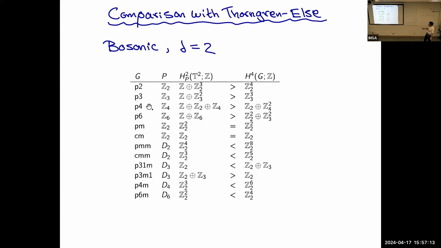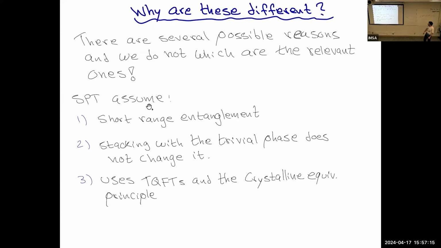Does it mean that the work of Thorngren and Else is wrong? And I would claim that no, not at all. There are several possible reasons why they wouldn't match. So again, SPT systems assume something like short range entanglement, that you have stacking, that you have a group structure, and they also use TQFTs with this symmetry and this crystalline equivalence principle.